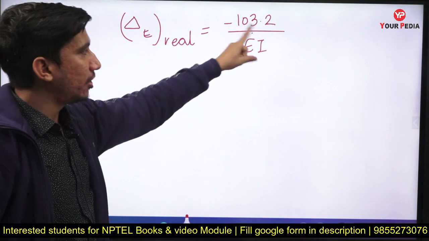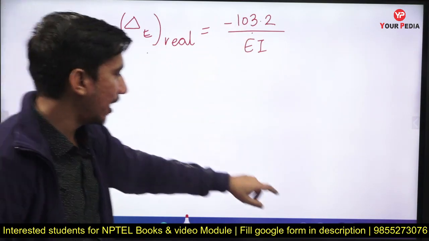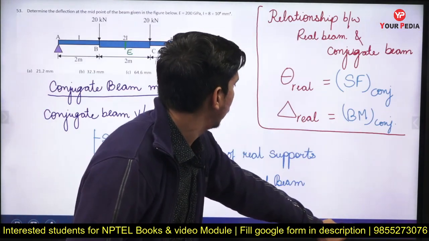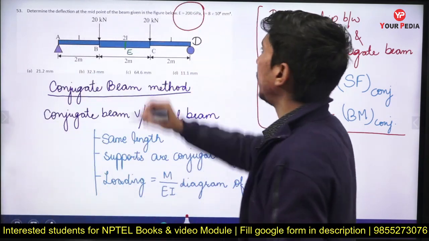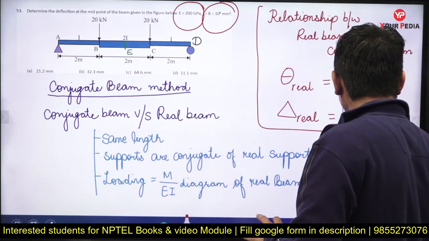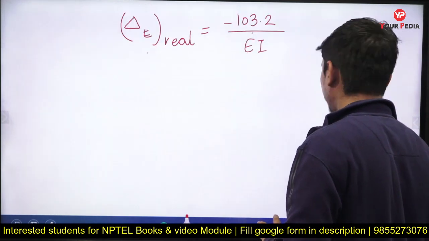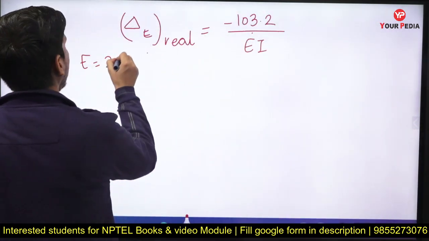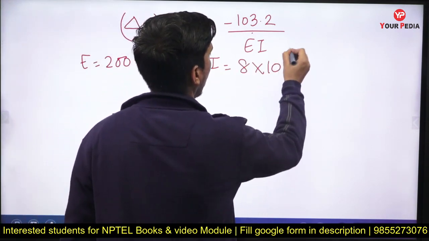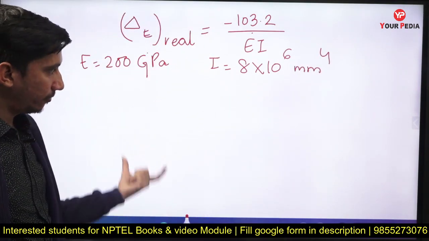Now I can substitute the value of EI. I can find this value in meters or millimeters. So first I have to take the value of EI. The value of E is 200 GPa and the value of I is 8 into 10 raised to power 6 millimeter 4. First I have to convert this into standard values.